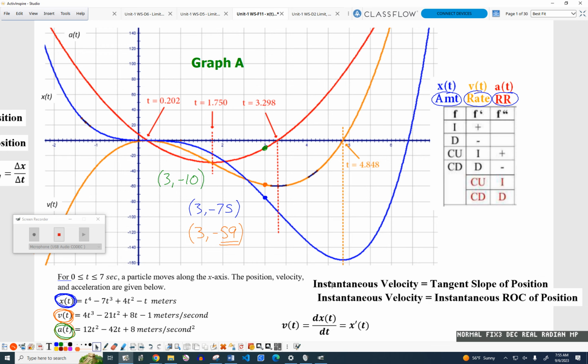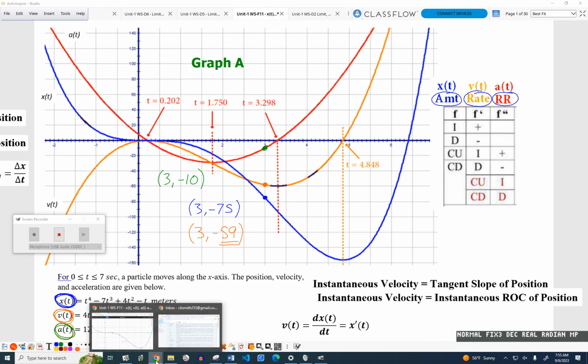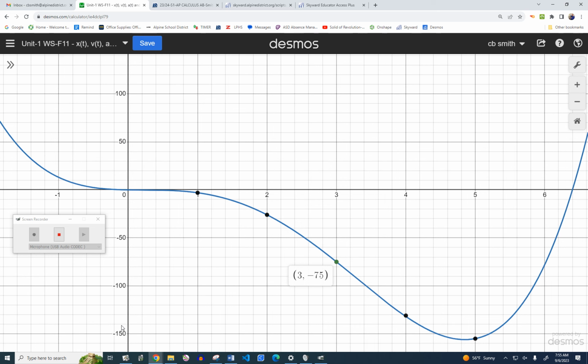So I don't know if I showed you this or not, but the way that works, I have to use my keypad here for a second, is if we're trying to find, so we know that at time 3, the particle is located at location -75. And we want to know how fast is the particle moving at that moment.